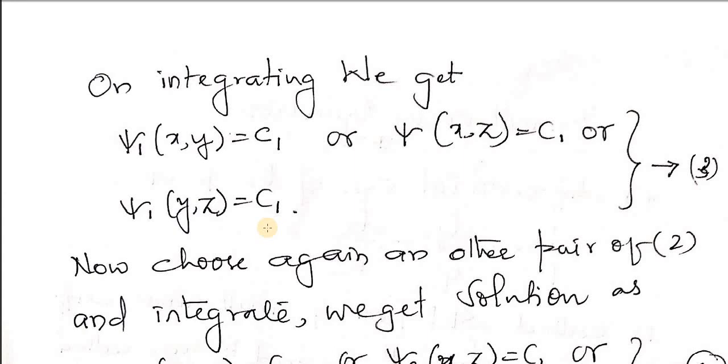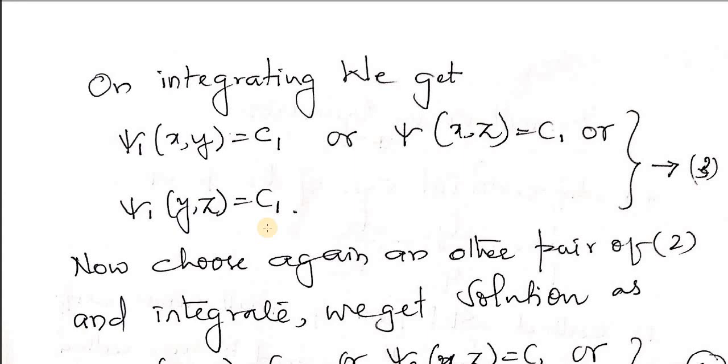It depends on the two ratios which I have chosen. Suppose we choose first and second, the solution will be in the form of x and y. Suppose we choose second and third, the solution will be a function of y and z. Suppose I choose the first and last, the solution will be of x and z.